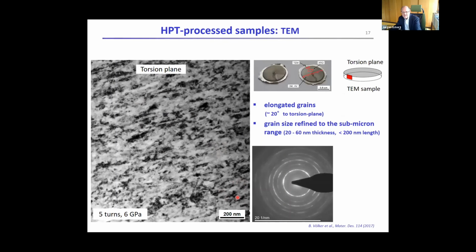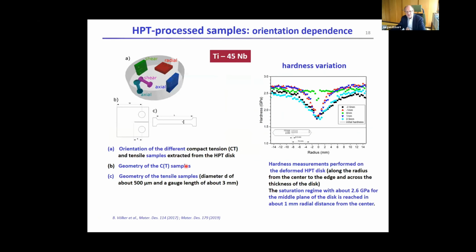And what you hopefully can see is you can get extremely fine microstructures on the order of several nanometers, which have a relatively homogeneous overall appearance. On the other end, depending on the position of such a disc, this is shown here on the right-hand side, you have a certain hardness variation because there is basically a stress and a strain gradient across the disc. So for instance, if you do it carefully and take samples at different positions under different directions, you will find different variations in hardness or in strain.